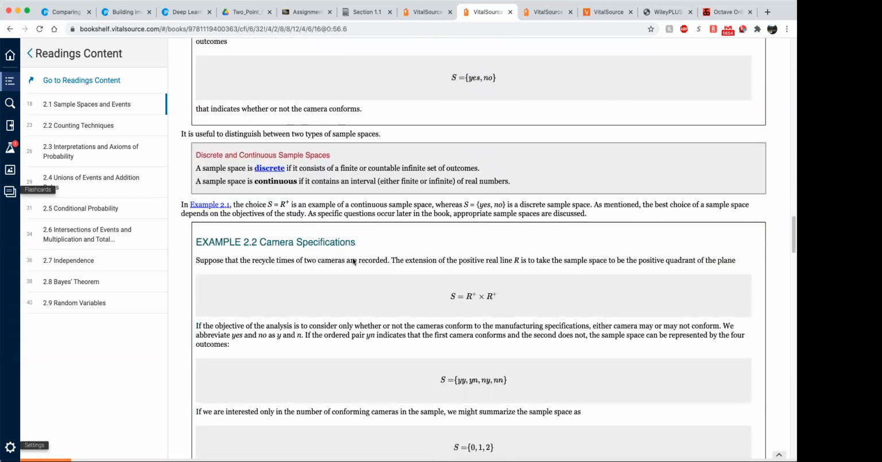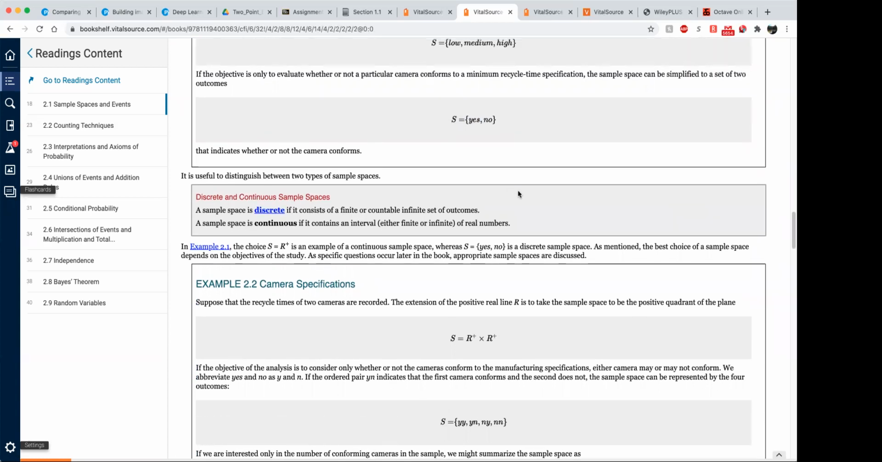Now the next one, discrete and continuous sample spaces. I told you the outcomes can be classified as numerical and categorical. The other way to distinguish the type of sample space is discrete or continuous. Discrete means that the possible outcomes consist of a finite number of values. It's a countable, finite set.